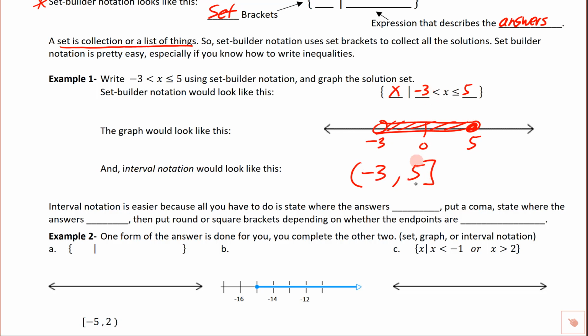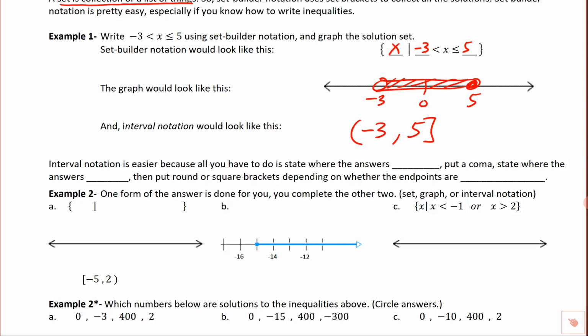So all three of these things mean exactly the same thing. This is a graph of the answers. This is set builder notation using the inequality, and this is an interval notation that represents that space of answers, that infinite number of answers from -3 to 5. Okay, so the reason we like interval notation is because it's really easy. All you have to do is state where the answers start.